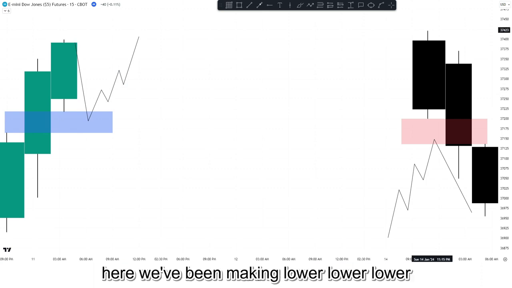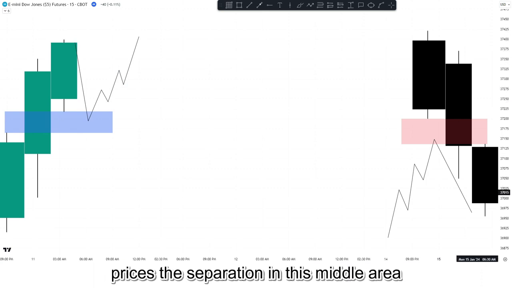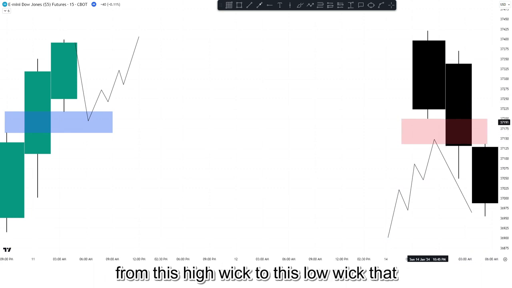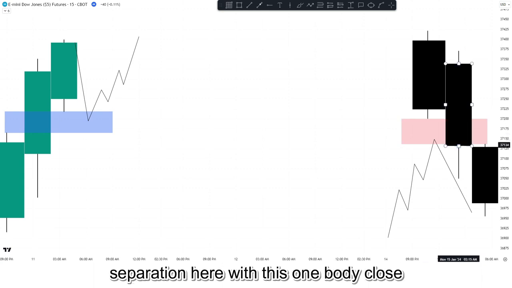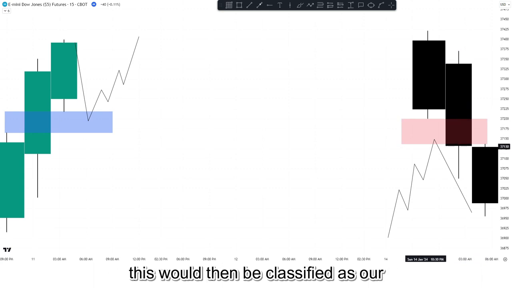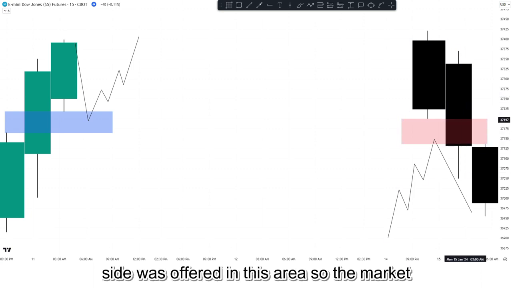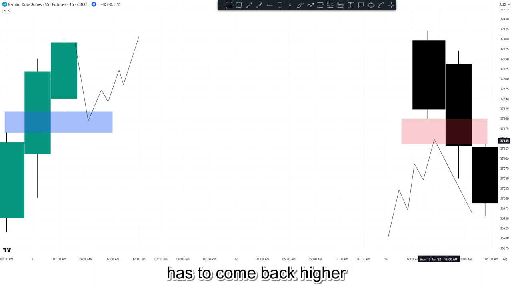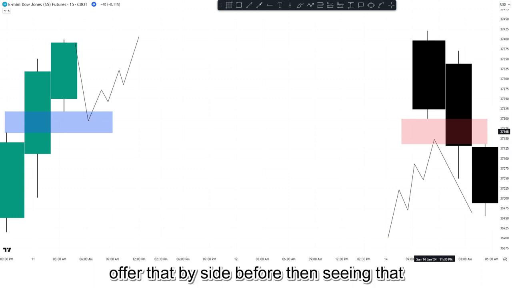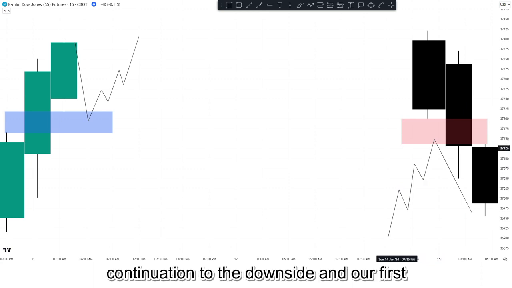As you can see here, we've been making lower prices. The separation in this middle area from this high wick to this low wick, with this one body close, would be classified as our bearish fair value gap because only sell side was offered in this area. So the market has to come back higher, rebalance this level, offer that buy side before then seeing that continuation to the downside.